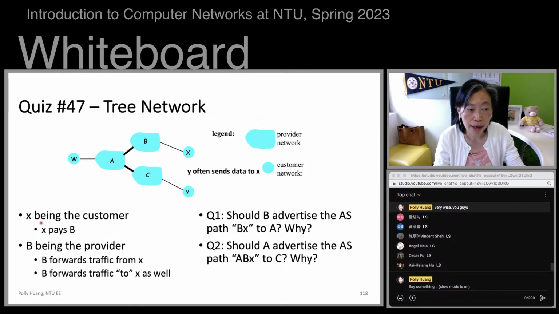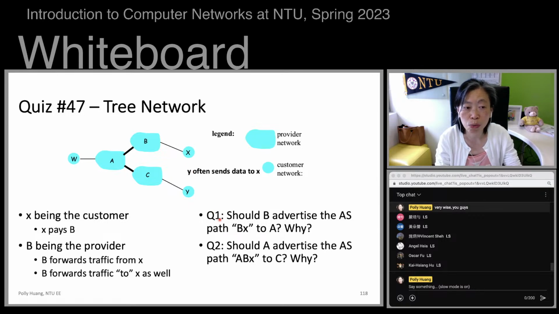So we know X, being the customer, pays B. X here is the customer network and a customer of provider B. X pays B money. B, being the provider and receiving money from X, will need to forward traffic in both directions, from X as well as going to X. So B charges X not only to forward traffic out, but also to forward traffic in.